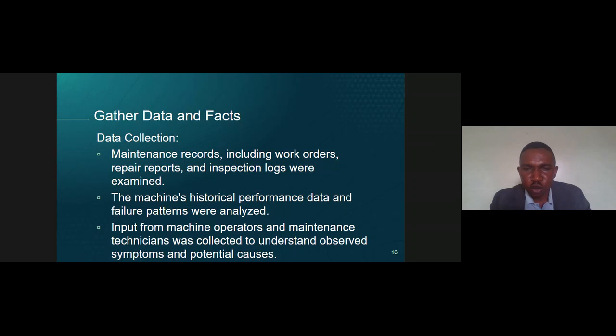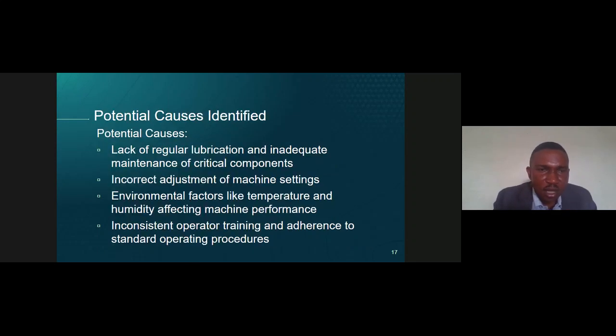Then they also went to the machine history. The machine history also gave them some of the patterns in which the failure was occurring. They also got input from the operators and maintenance technicians that have been operating this equipment. That is how they went about getting their data and facts. So, having gathered these data and facts, let's see what happens next.